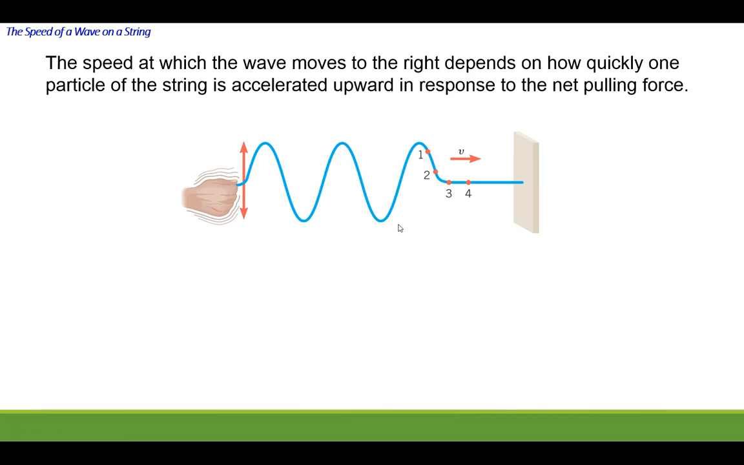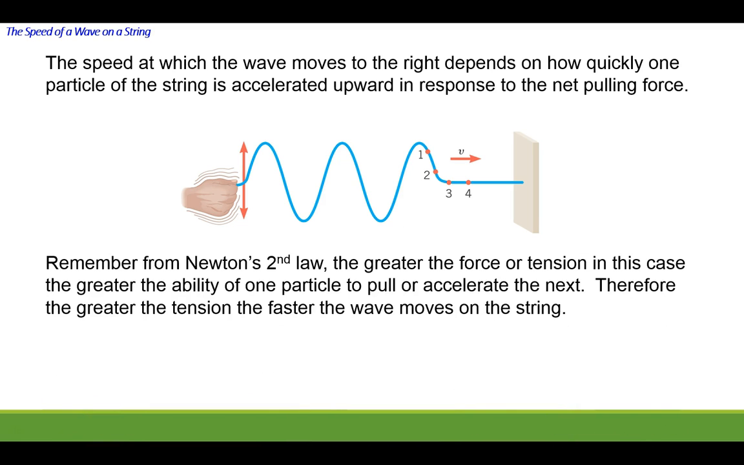The speed at which the wave moves to the right depends on how quickly one particle of the string is accelerated upwards in response to the net pulling force. And remember from Newton's second law, the greater the force, or tension in this case, the greater the ability of one particle to pull or accelerate the next. Therefore, the greater the tension, the faster the wave moves on the string.